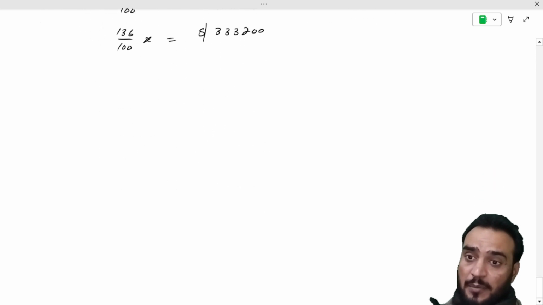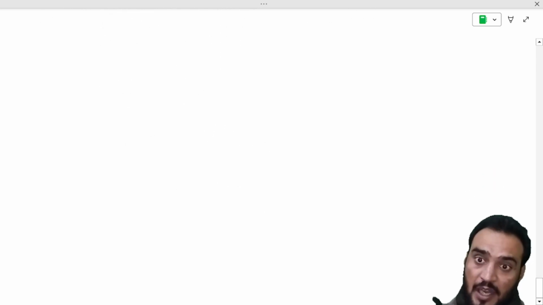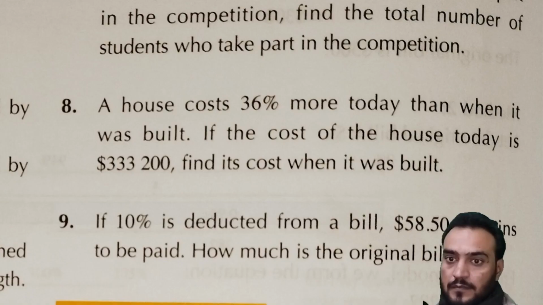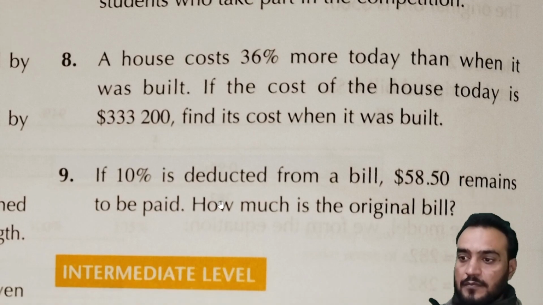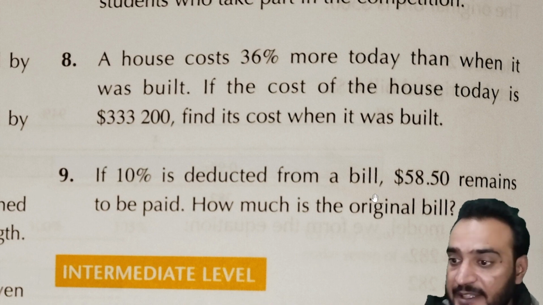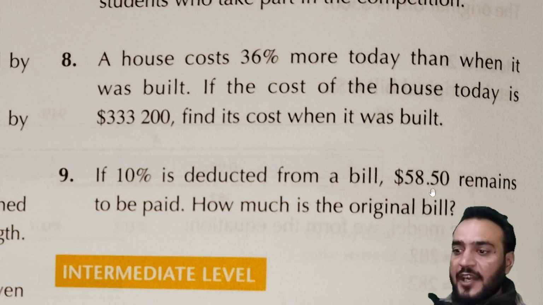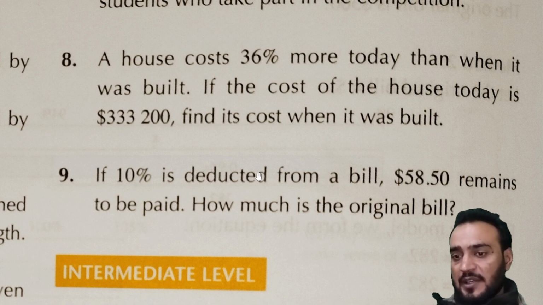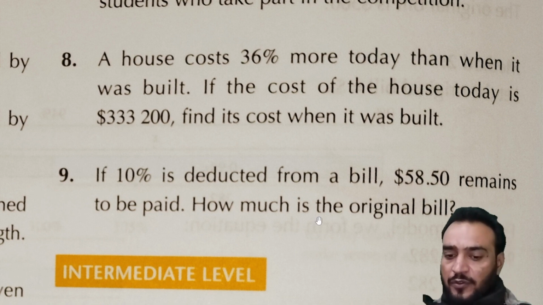Now let us solve question number 9. So question number 9 is this one. If 10% is deducted from a bill, $58.50 remains to be paid. There was a bill. Let the value of the bill be x dollars. When we decrease 10%, $58.50 remains to be paid. How much was the original bill? We have to find the original bill.